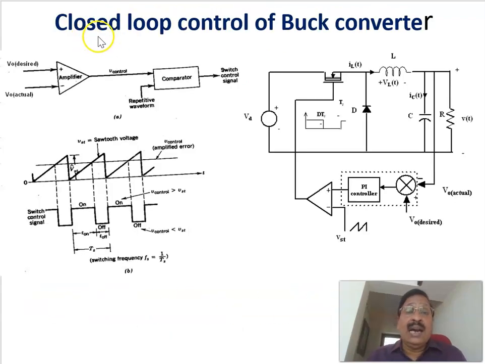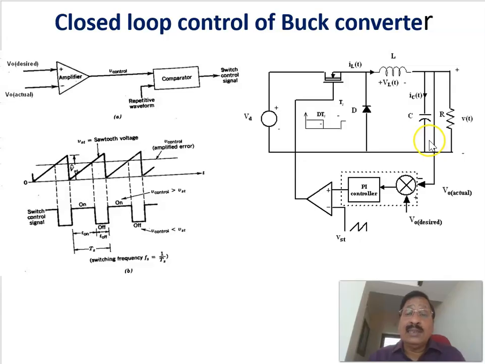Now let us see the closed loop control of a buck converter. Buck converter we have already seen. There is the input DC voltage and this is the load. And this is an LC filter, a low pass filter. And this is a freewheeling diode and this is a switch. Now the closed loop control is to make sure that if the input voltage is fluctuating or varying, the output should not change. That's called line regulation. Input voltage varies, but the output voltage should be constant.